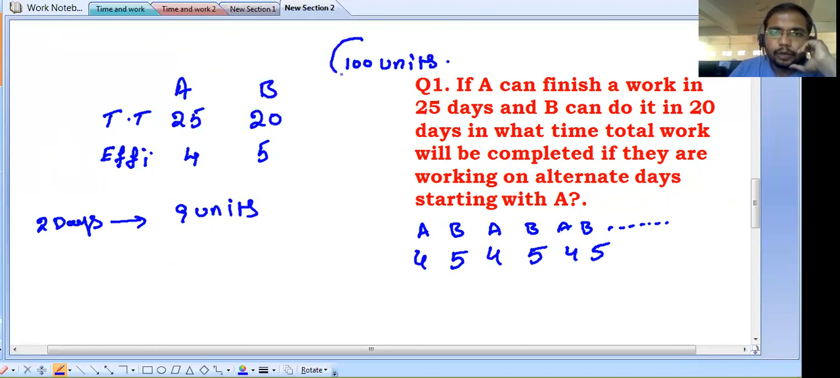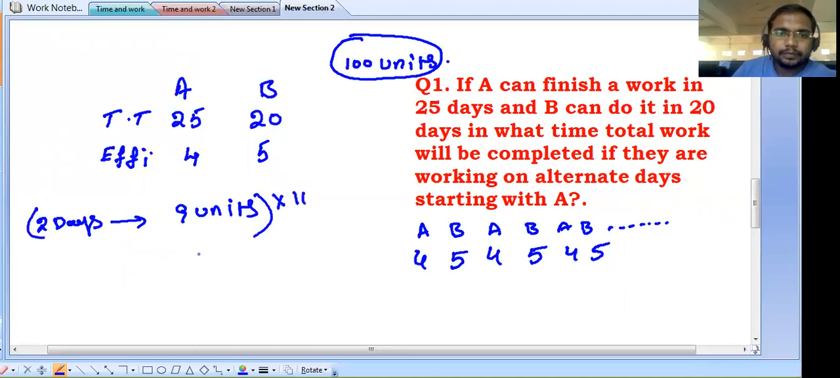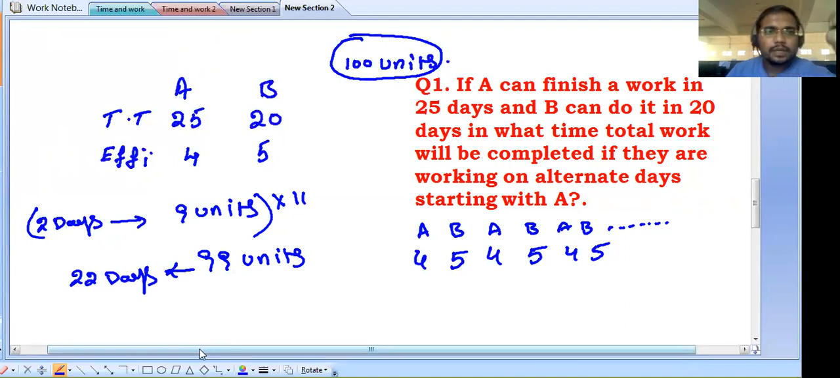But how many units should be completed? 100. Multiply by 11. That is 99 units completed. In how many days? 22 days. In 22 days, 99 units are completed. Now we will take a simple step. How many units remain? 1 unit, sir.